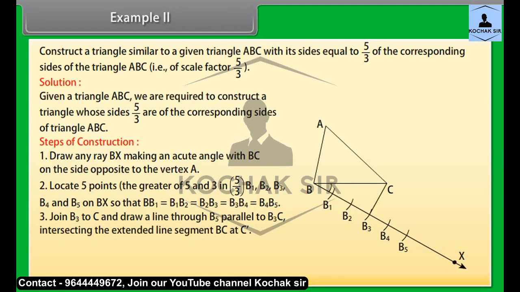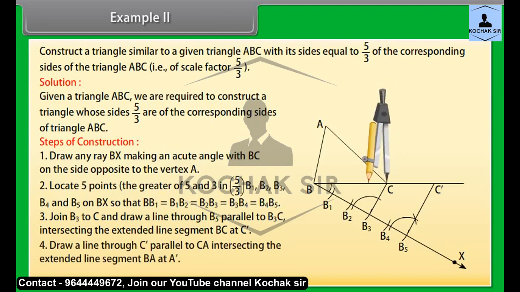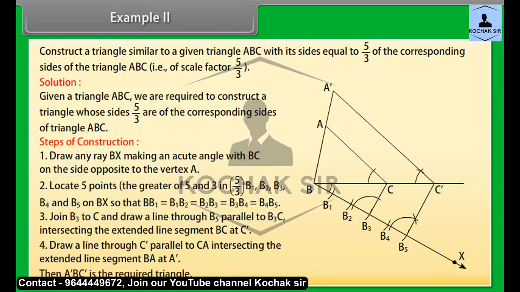Join B3, the third point, 3 being the smaller of 3 and 5 in 5 by 3, to C, and draw a line through B5 parallel to B3C, intersecting the extended line segment BC at C'. Draw a line through C' parallel to CA, intersecting the extended line segment BA at A'. Then A'BC' is the required triangle.